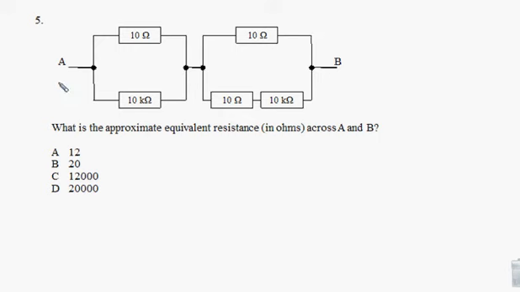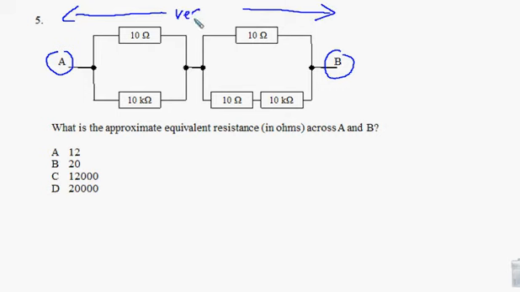We solve question 5. In this case, the question is asking for the equivalent resistance in ohms across A and B. So you look at the diagram, A is actually here and B is actually here. So it's actually talking about finding the total resistance across A all the way to B. So how do we find this thing called resistance?